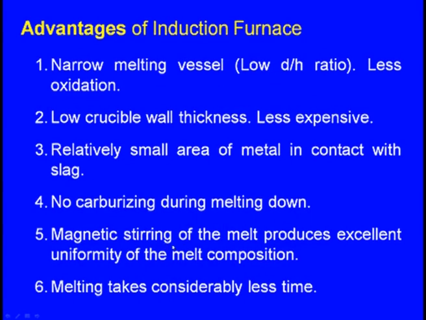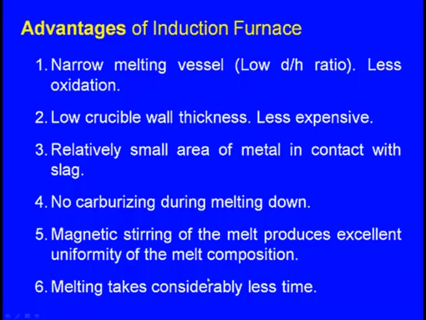Next one, magnetic stirring of the melt produces excellent uniformity of the melt composition. The charge will be stirred magnetically. That is how there will be excellent uniformity of the melt composition. Next one, melting takes considerably less time. Within few minutes, we can get the molten metal.